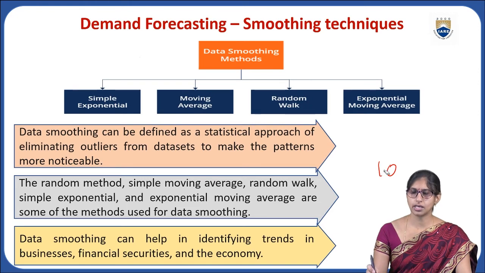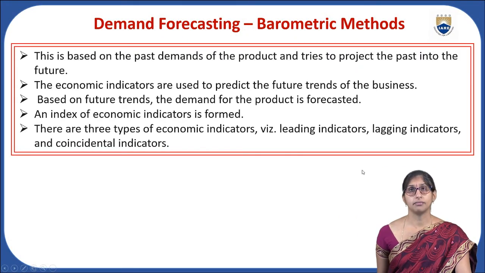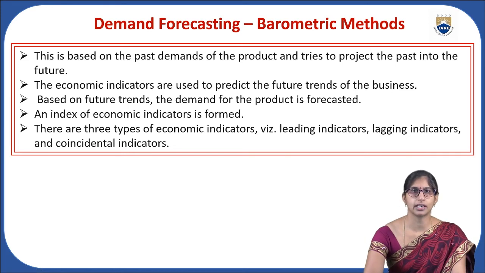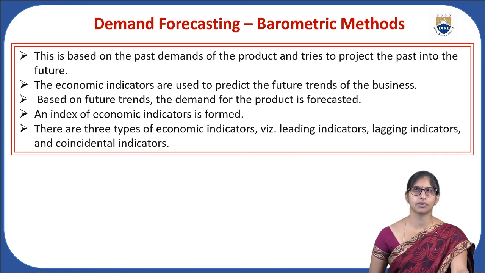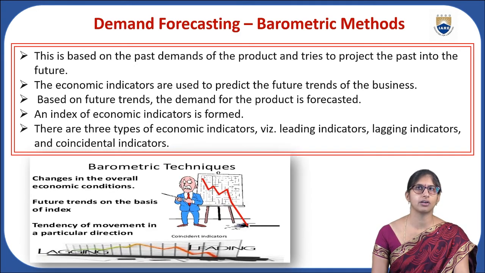And now coming to the next technique, that is the barometric technique. So barometric technique means this is also based on historical data, the past demand of the product. We are going to try to estimate the demand for the future. So here the economic indicators are going to predict the future trend of the business. As with the Sensex, for example, how we can estimate that there can be an increase in the index of the stock market.